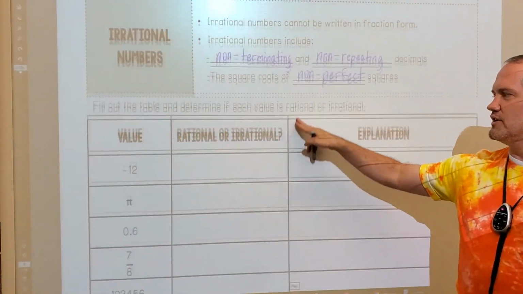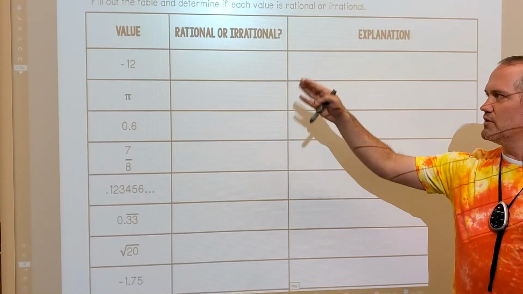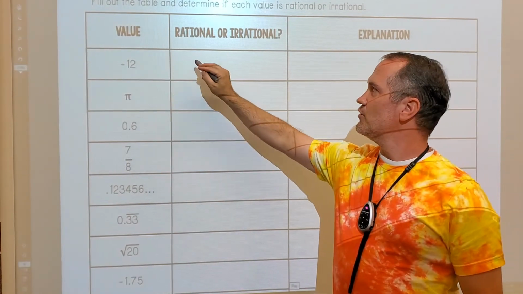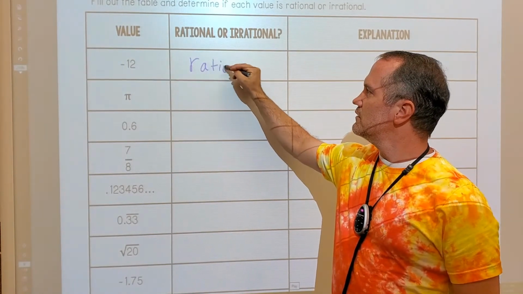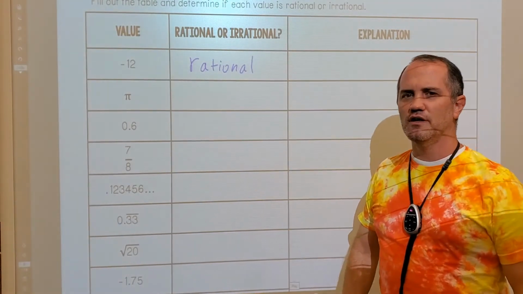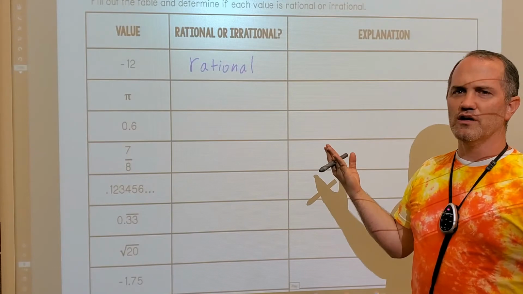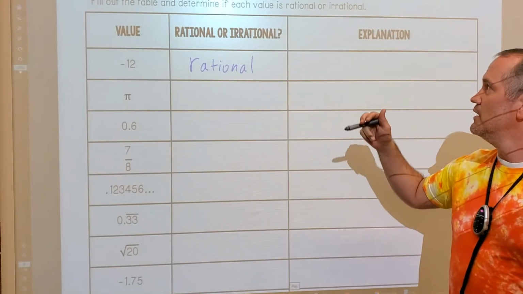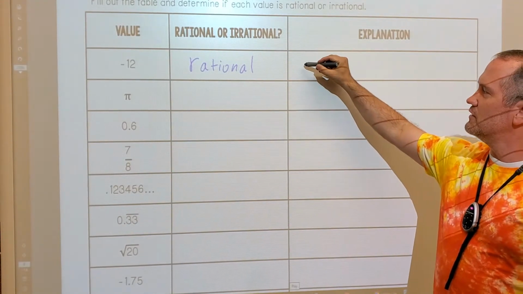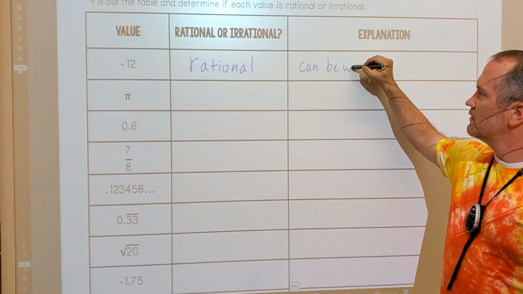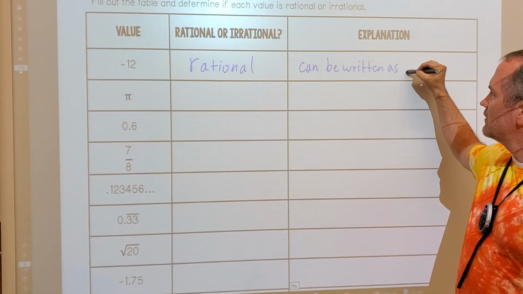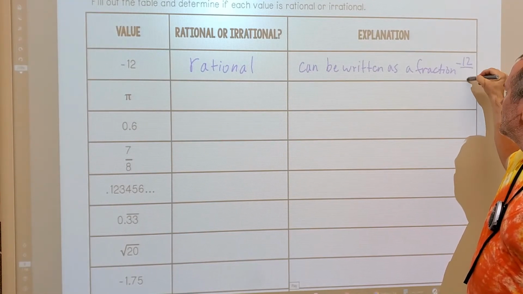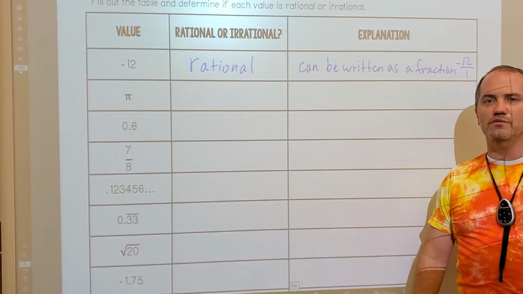So we'll look at some rational and irrational numbers here. Rational or irrational. This first one, negative 12, is rational. And yes, you do need to write rational and not just R or I, because you're not going to remember what that means. Just write rational and irrational anyway. Explanation: I can write that as a fraction. We can just put negative 12 over 1. I could also do negative 24 over 2, whatever.